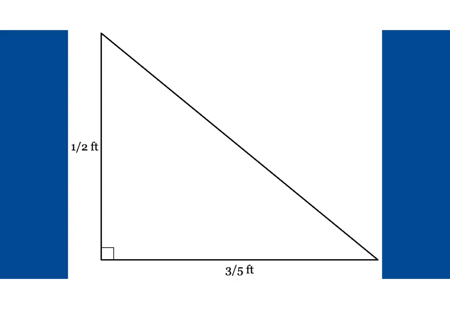Here is our second example. This one's a little different because we have fractional base and height. So here's my base. There is my height. If I start the same way I did the last one, I have A equals, I'm going to multiply 1/2 and 3/5, and then divide that by 2.